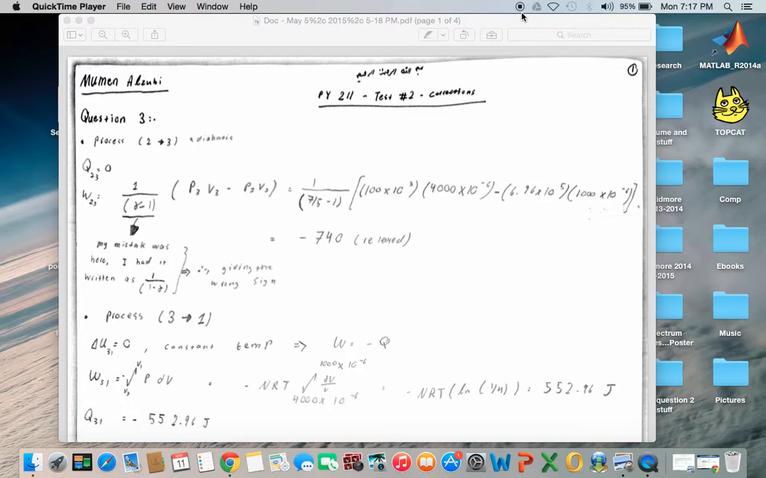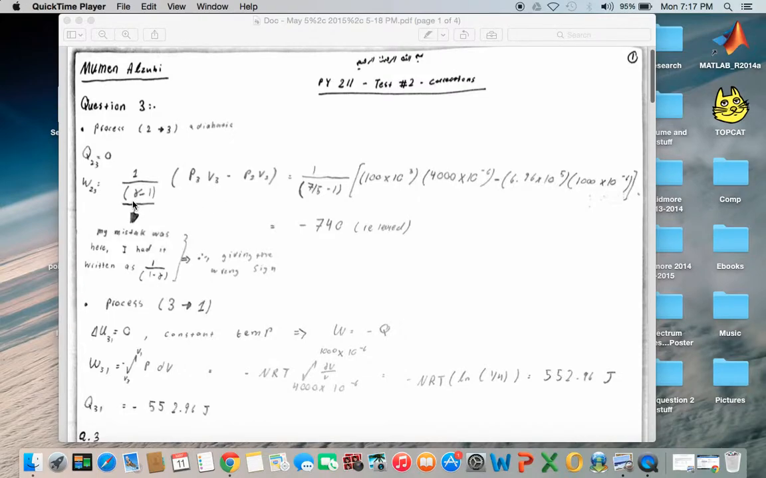So mainly I had everything in the question in the initial part of it correct. The only issue that I ran into is that I didn't complete it and I had a switch and I had a sign mistake for the 740 joules that were released, and I had them positive in the test, and that was because over here, as you see, my mistake was here, I had it written as 1 over 1 minus omega rather than it being omega minus 1. So that gave me a switch of the sign.